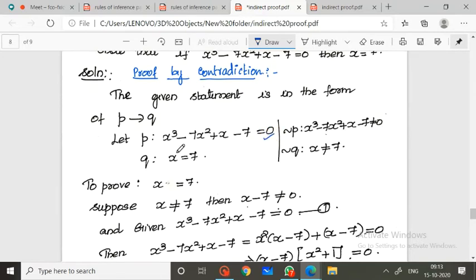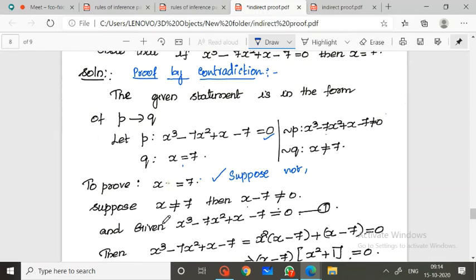Assume P, then assume Q. So, we have to prove that. What do we have to prove? x is equal to 7. I have to prove x equal to 7. So I am taking contradiction. What does contradiction mean? Suppose not. I have to prove that x is equal to 7. Suppose not. What does suppose not mean? I am supposing that x is not equal to 7. Suppose x not equal to 7, then we can assume that x minus 7 is not equal to 0.